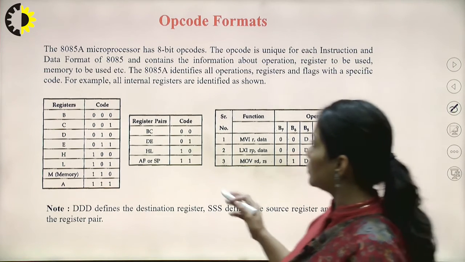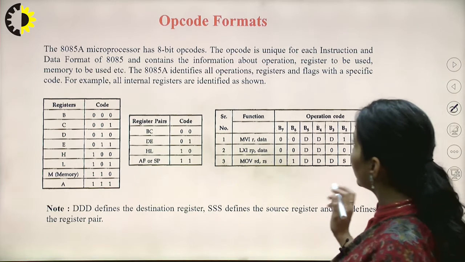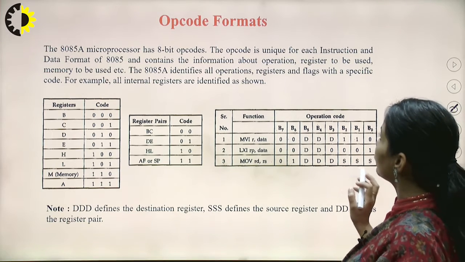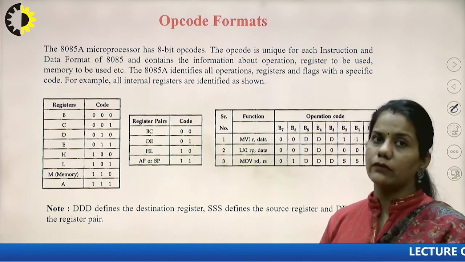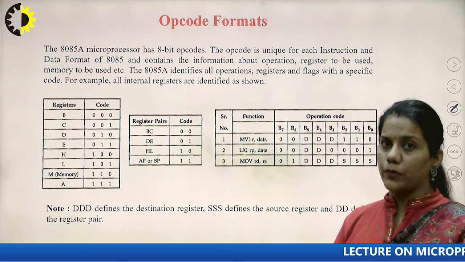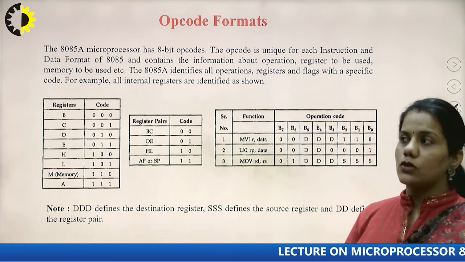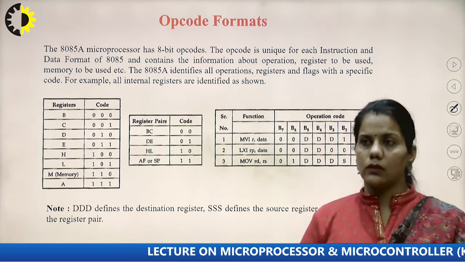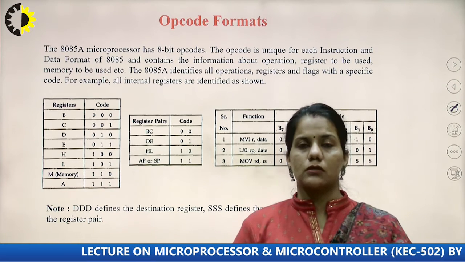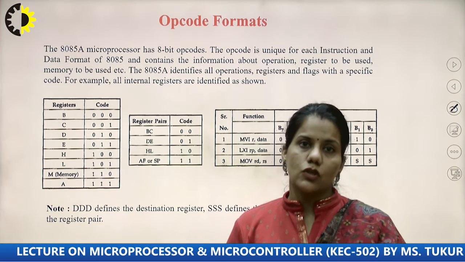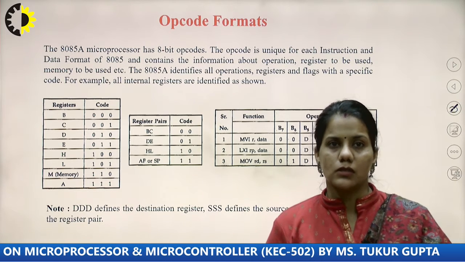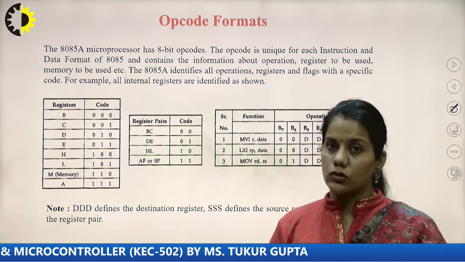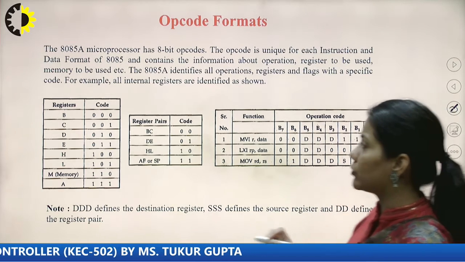Going further into details, the opcode is unique for each instruction and contains the information about the operation, the register to be used, and the memory to be used. When we study an instruction of 8085, it may consist of a register, it may consist of an operand, it may consist of an address. When it consists of any register, there should be some code related to all the registers. So that code is specific. So what are the codes? We have to understand this.